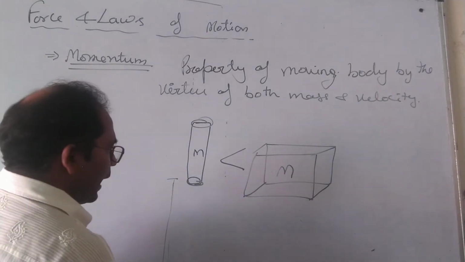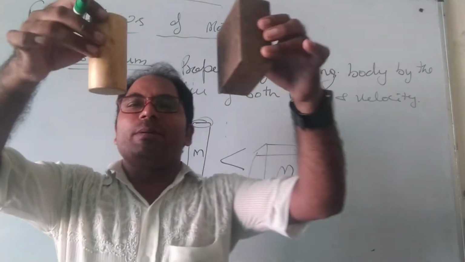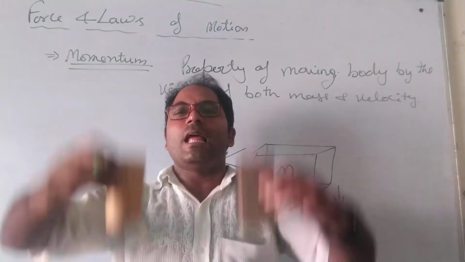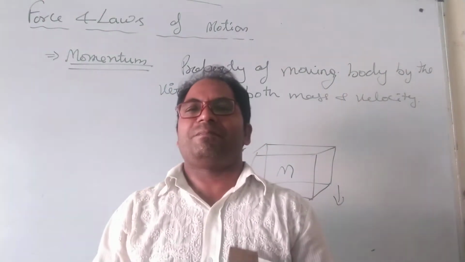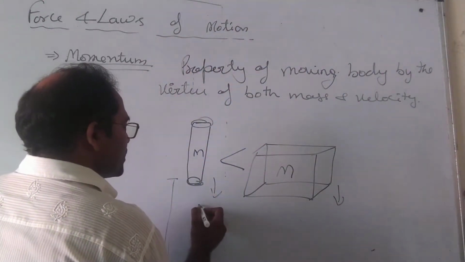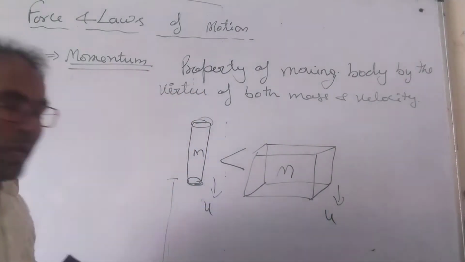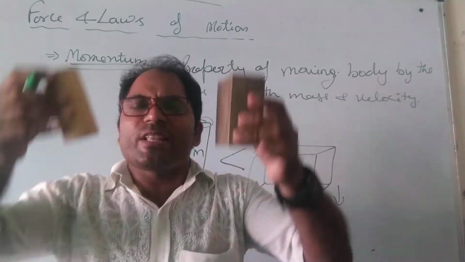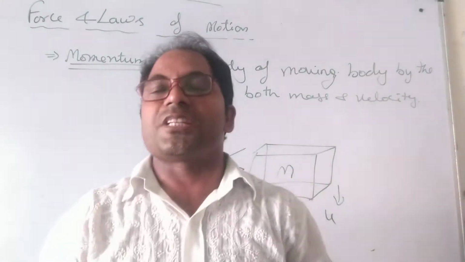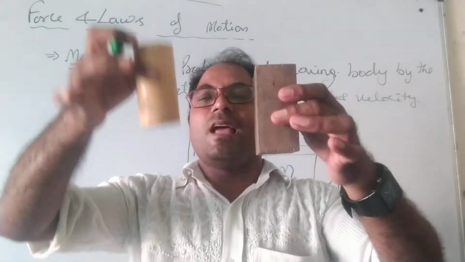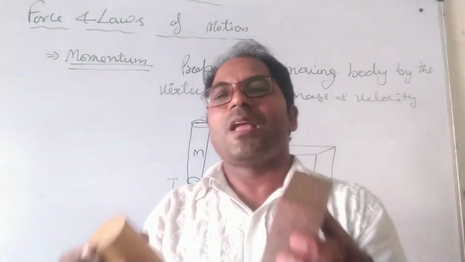Both the objects are dropped from the same height and they will move downwards with the same velocity, with the same speed. So the speed of this object is u, and this is also u. Can you guess which object can hurt you more? Suppose you are sitting under this object and I drop both the objects one by one with the same velocity, with the same speed. Then which object will hurt you more?